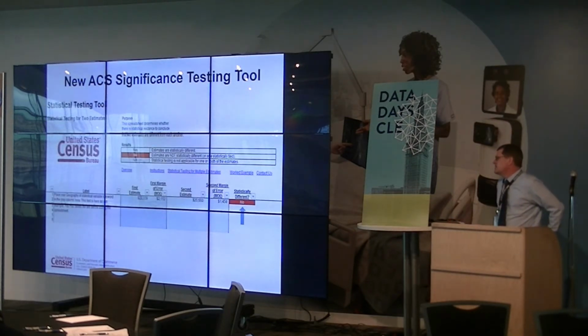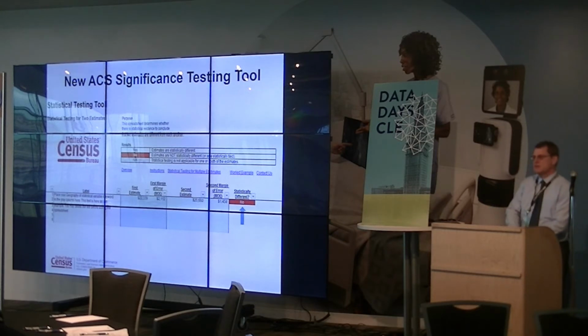And recently, within a year or so, we put a significance testing tool on our website. With some of the ACS estimates, when you're comparing, you can easily look at it and see the significance of it. I used to use different websites with significance testing tools, but now the Census Bureau has its own.